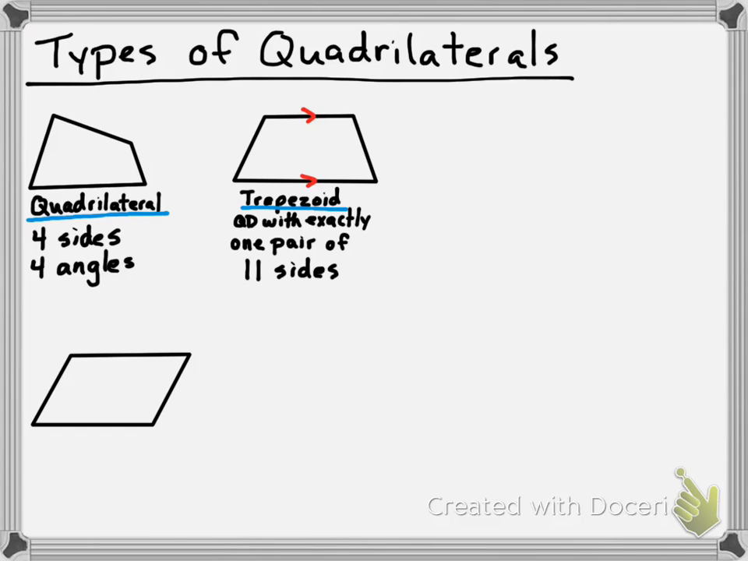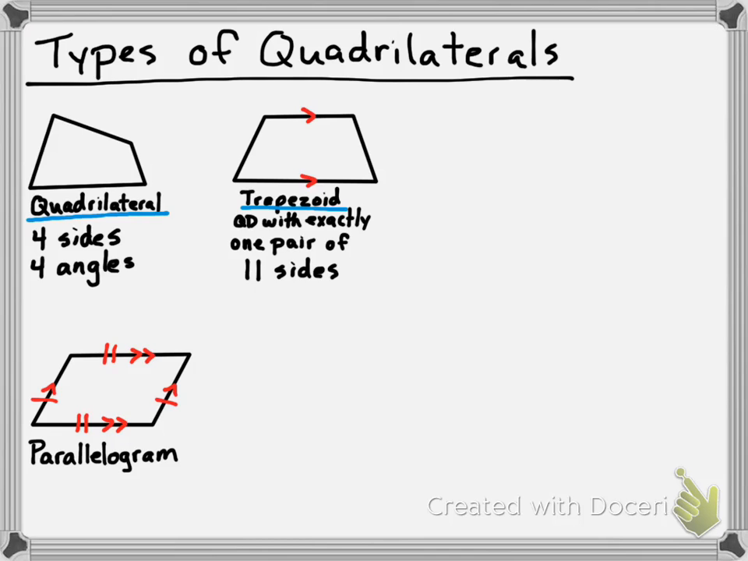Alright, so next, I have another type of quadrilateral. So you can see it's kind of like a trapezoid, where I've got a pair of parallel sides, except it's like a trapezoid when the other sides are parallel too. So the top and bottom are parallel, and the sides are parallel. So this is called a parallelogram.